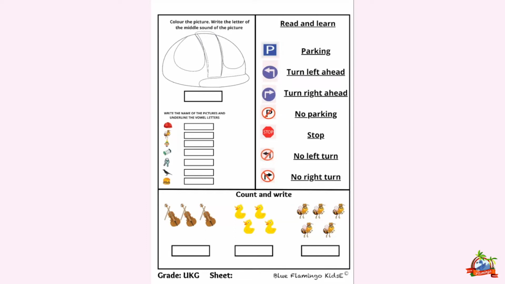Now, see the first picture, what is it? Cap. So, write the spelling. C-A-P. Cap. And now underline the vowel letter. Vowel letter क्या है? A. A is the vowel letter. So underline it.